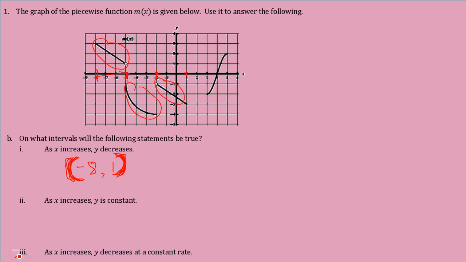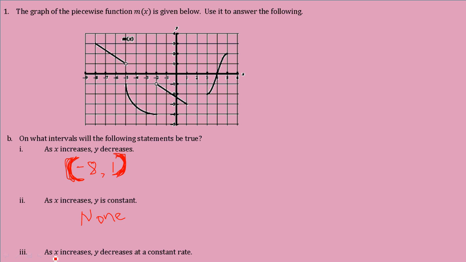Okay. And then the next one: as x increases, y is constant. So we're looking for a flat horizontal line. And if you'll notice, there is none. So your answer, and whenever we get this answer you guys get really confused about it because you don't know how to write it, is you just write the word none, or doesn't happen, or there is not a place, or whatever, just so that I see that you know.